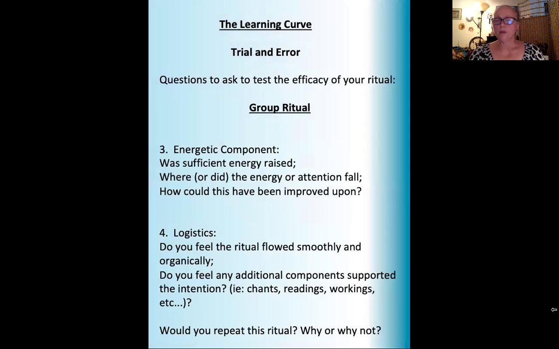The energetic component: do you feel there was sufficient energy raised? Where did the energy or attention fall? And how could this have been improved upon? Regardless of how successful you feel a ritual is, or how energetic you feel everyone remained during it, you can always find room for improvement or perhaps lessening.